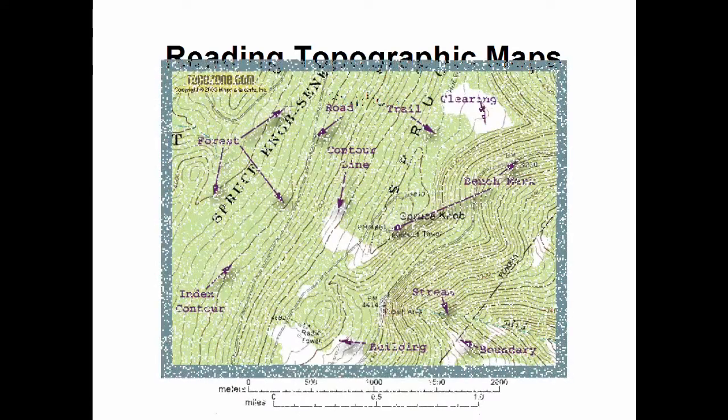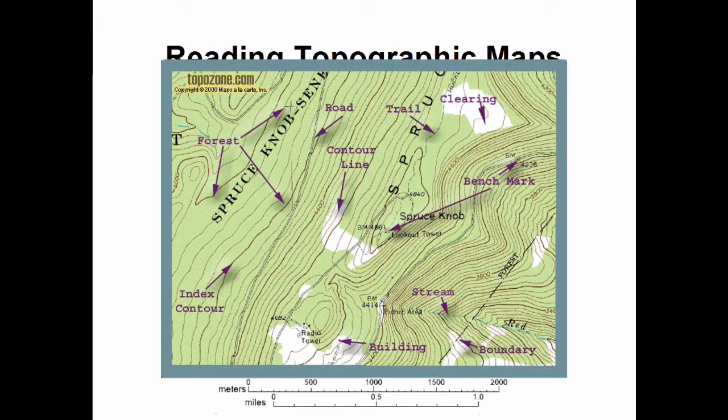Let's look at the map and see what can be shown. Well, it's rather bewildering. Forests can sometimes be shown as a green shading. We also have some squiggly lines on there. These are contour lines telling us the elevation. Roads and stippled lines depict trails. We have benchmarks. Now, benchmarks are interesting.